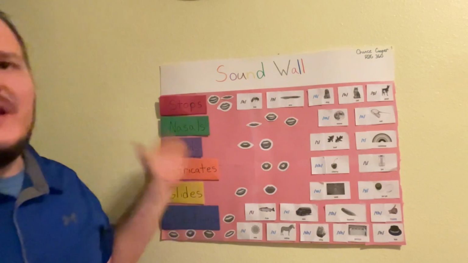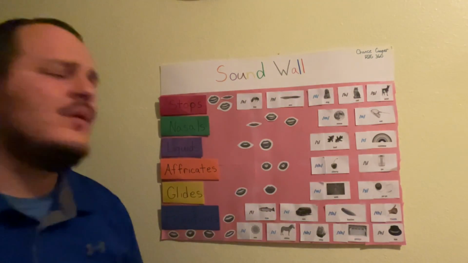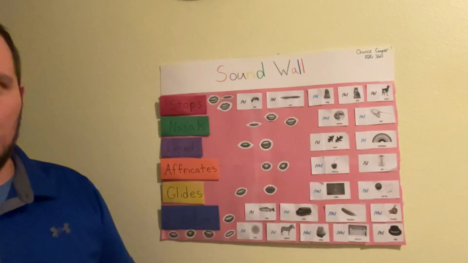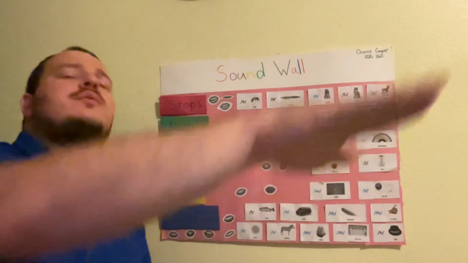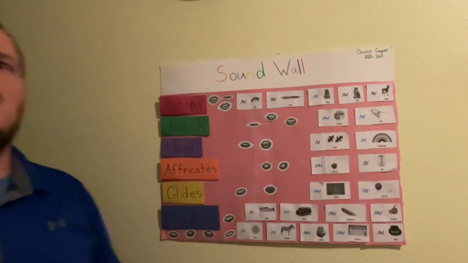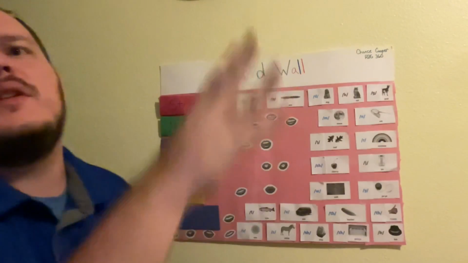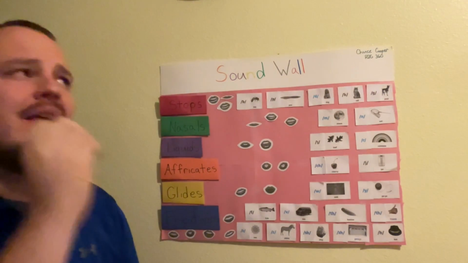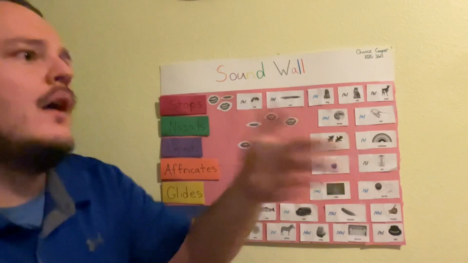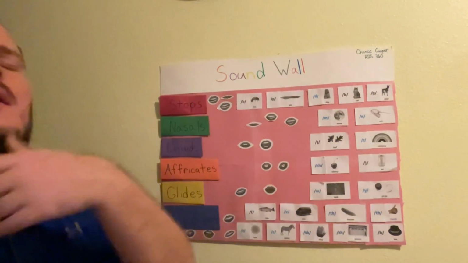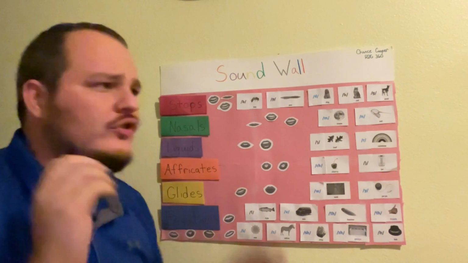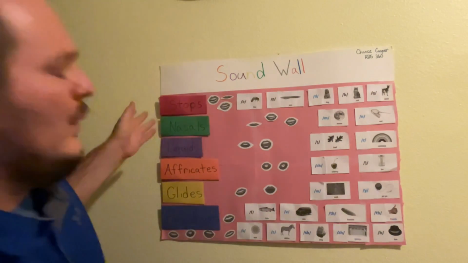Now the next one's liquids. You know how liquids are, they flow smoothly, and that's exactly what liquids do. They flow around your tongue, and they just come out like leaf. That's pretty much what it is. It flows without stopping. That's the best way to say liquids.